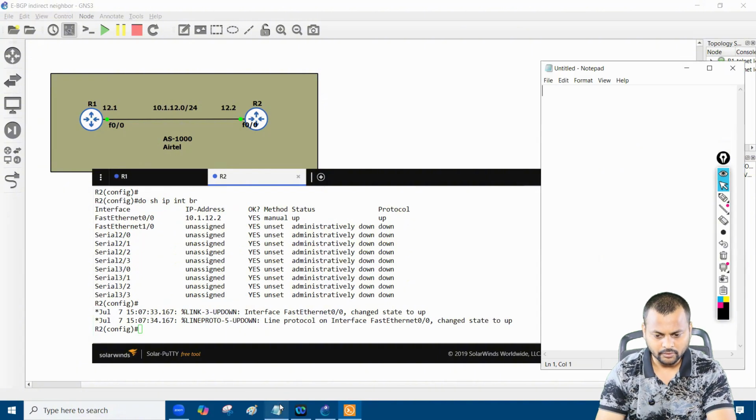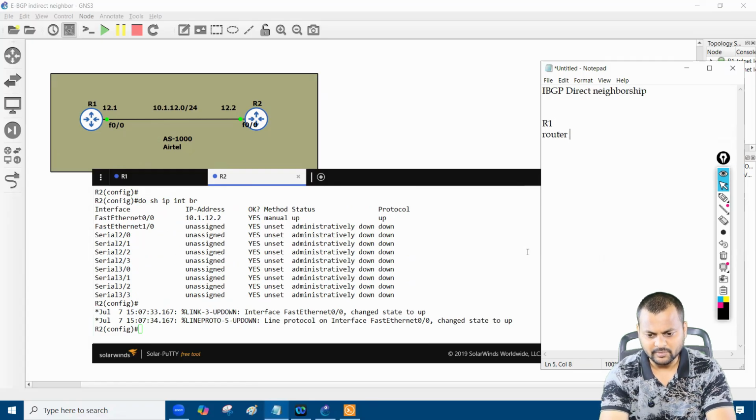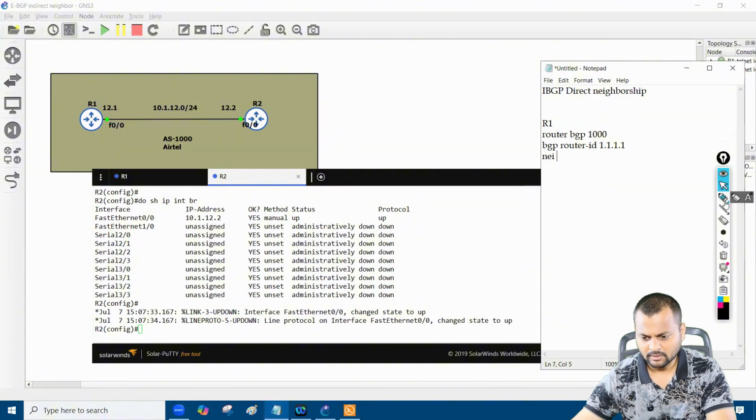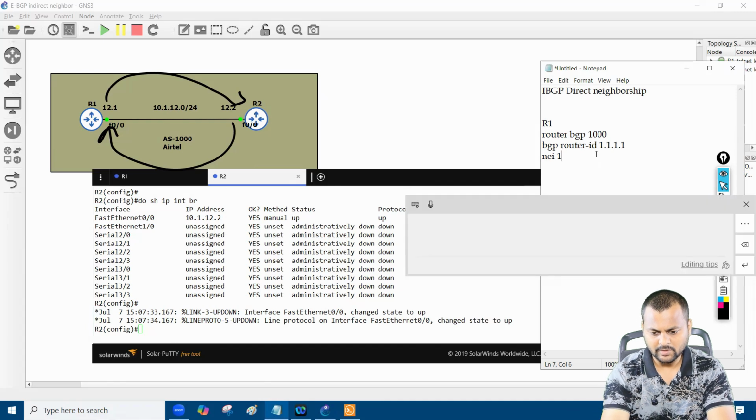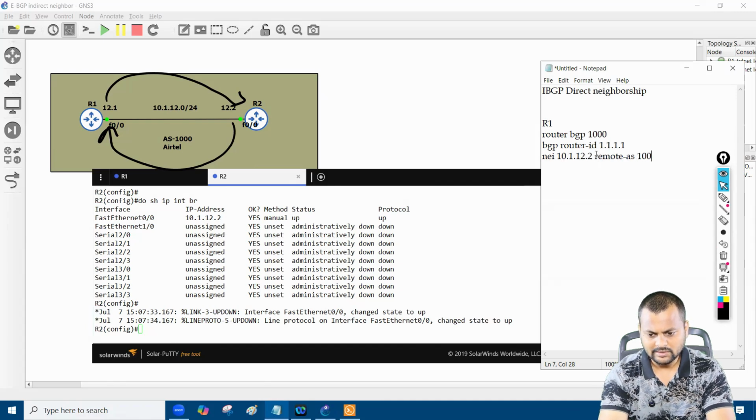Now I'll open my notepad and quickly configure the IBGP direct neighborship. On router number 1, I'll say router BGP 1000. The BGP router ID will be 1.1.1.1, and router 1 is going to form the neighborship with 12.2, and router 2 is going to form the neighborship with 12.1. So the neighbor I have is 10.1.12.2, remote AS 1000. That's all. Same thing on router number 2: router BGP 1000, BGP router ID 2.2.2.2, neighbor 10.1.12.1, remote AS 1000.